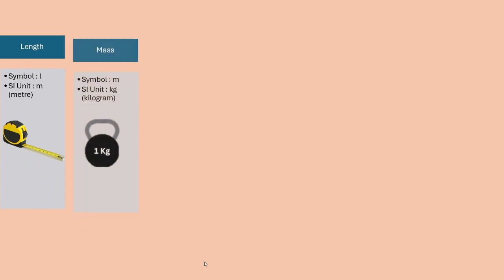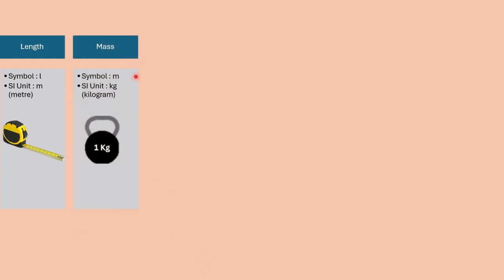Now, let us have a look at the base quantities. First of all, length. Its symbol is represented by little l, and its SI unit is m, meter. Example here is the meter ruler. Next, mass. Symbol is represented by little m. Its SI unit is kilogram, kg. This is a dumbbell representing 1 kilogram.